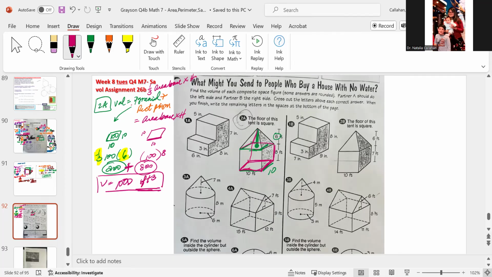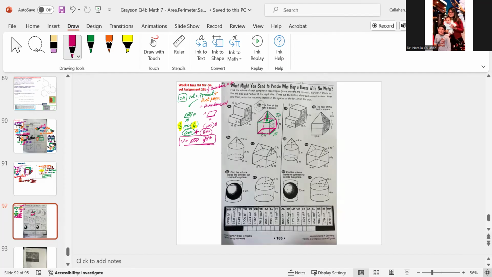That one's done. You're gonna do the other one on your own. So is there an answer there that's 1,000? Yes. So what are we supposed to do with this right here? Find the volume. Cross out the letter above each correct answer. When you finish, write the remaining letters. Okay, so we're gonna cross this one out.